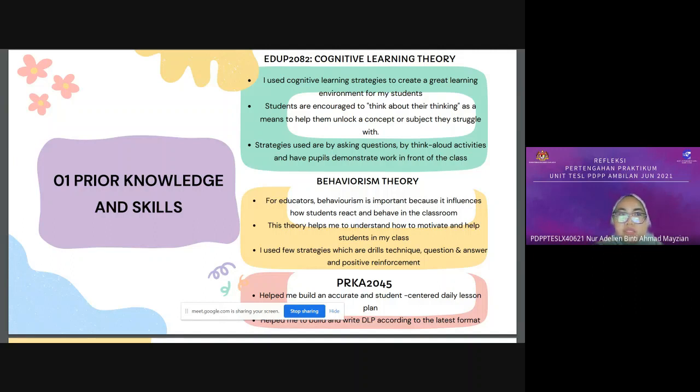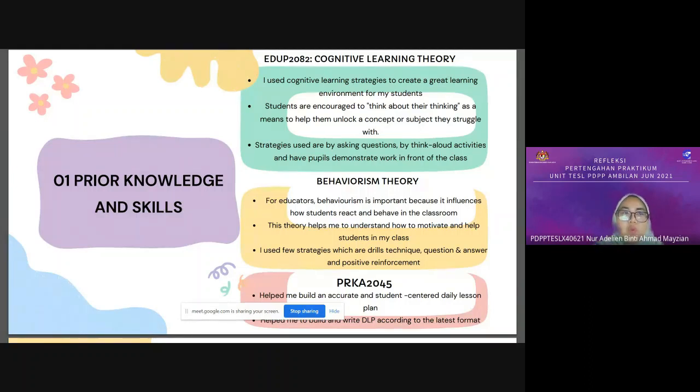So in this theory, I use a few strategies, with the drills technique, where I drill them. I do drill repetition, like we repeat the same thing until you get the answer, or until you understand what I am trying to convey. And also question and answer, and also positive reinforcement.